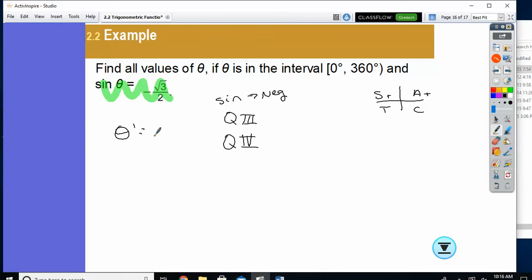Reference angle. What makes sine radical 3 over 2? So if I think about sine, like sine of 0 would be 0 over 2. Sine of 30 would be radical 1 over 2. 45 radical 2 over 2. 60 is radical 3 over 2. So my reference angle has to be 60 because that's what makes sine radical 3 over 2.